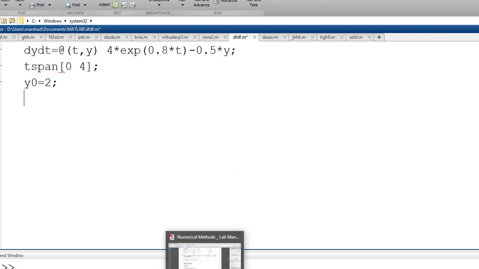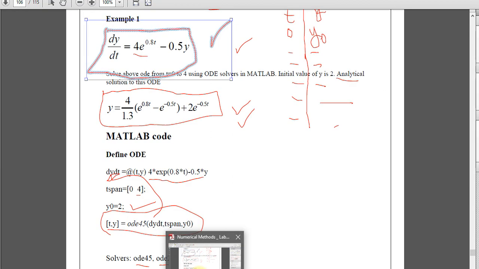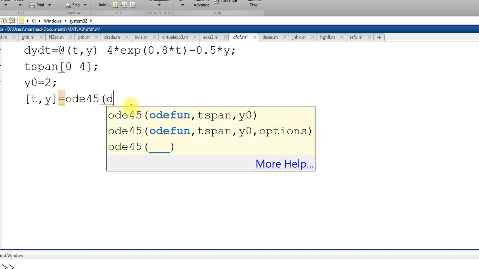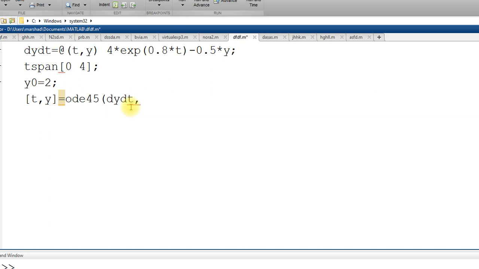That's given to you. And then the solver, [t, y], there's going to be output, ODE45. This is a solver. And then what's the differential equation you want to solve? I want to solve the one I defined here, dy/dt. Then tspan, y0. tspan is already defined.